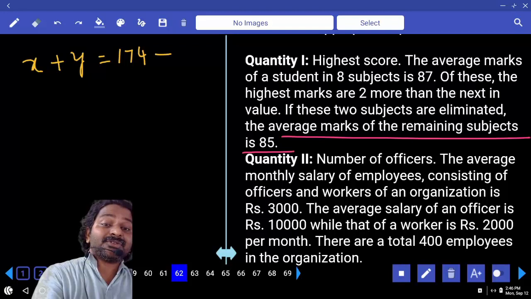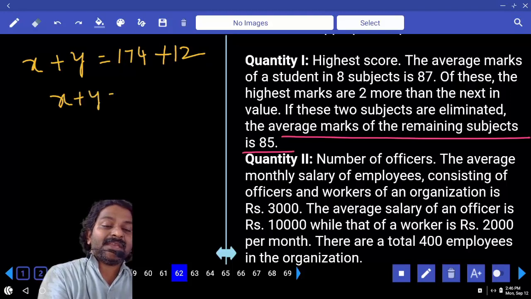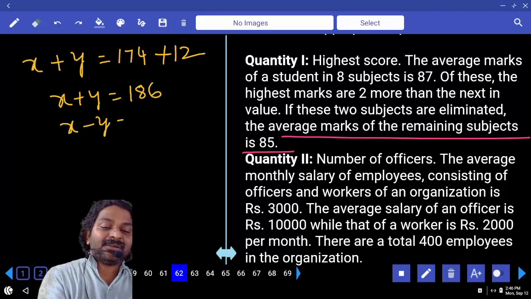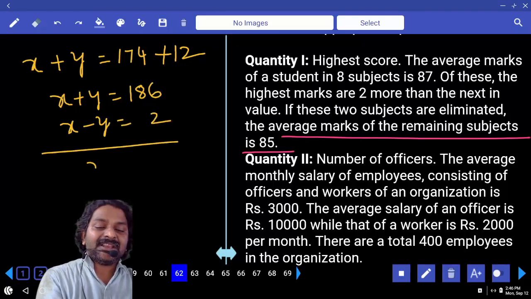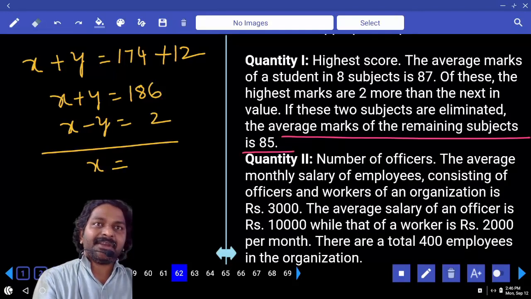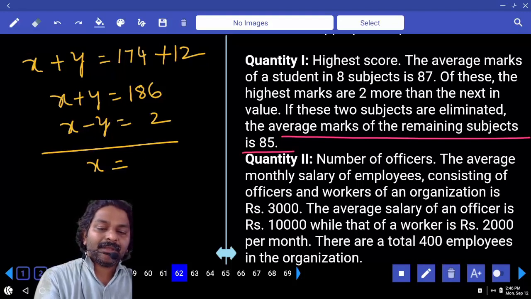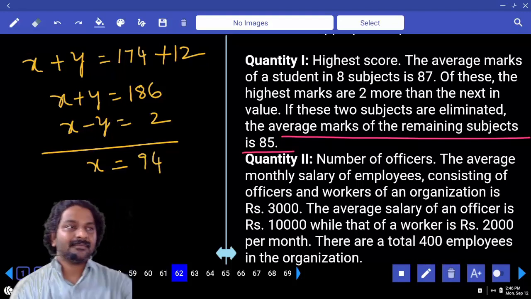So 12 should be added or subtracted? Added to these two people. From this, x plus y is equal to 186. And we know the difference is equal to 2. We were asked to calculate the highest one, which is x. Sum divided by 2, that is 94.